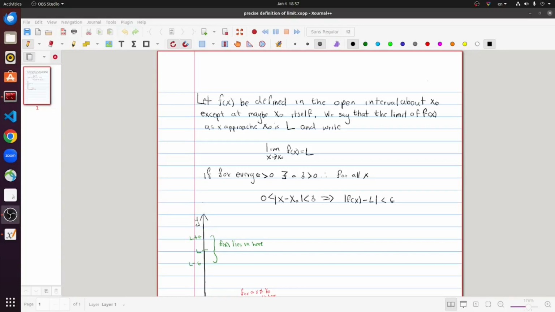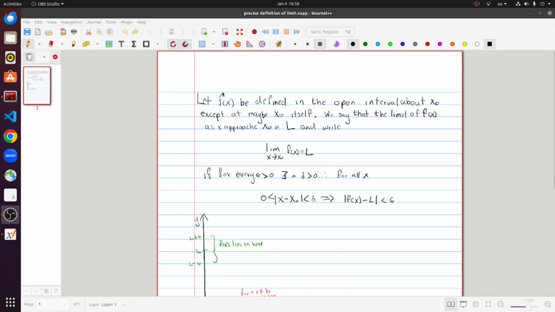Hello guys, this is going to be my series on understanding what limits are, and I'm also going to do some problems on limits. Okay, I'm going to start by explaining what a limit is, and I think we're just going to go with the precise definition of a limit. So what is the precise definition of a limit?